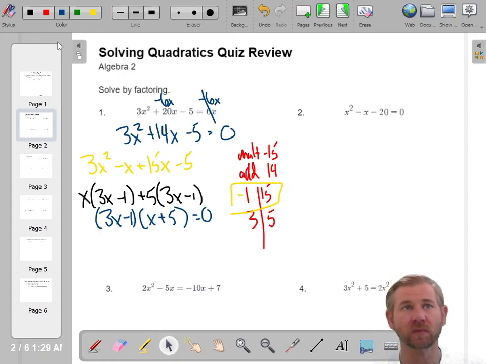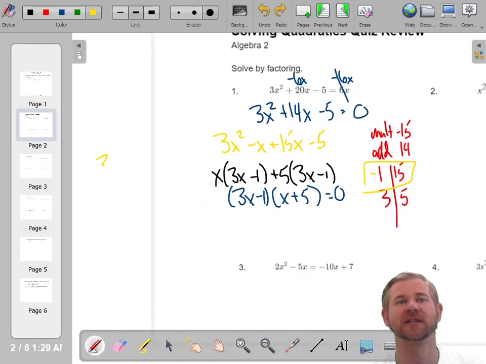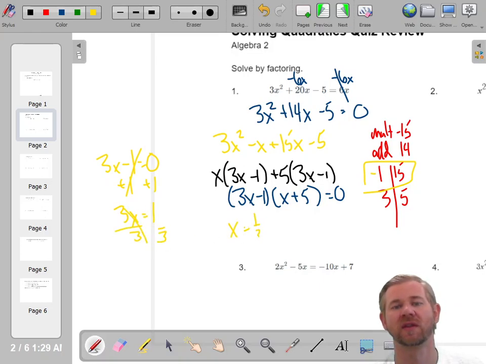So now you have to set each factor equal to 0. So if it helps you to write yourself a little mini equation, when does this factor 3x minus 1 equal 0? You would add 1 and then divide by 3. So this factor equals 0 at 1/3, and this factor equals 0. If that was a one-step equation, you would just subtract 5. So 1/3 and positive 5 are my zeros.